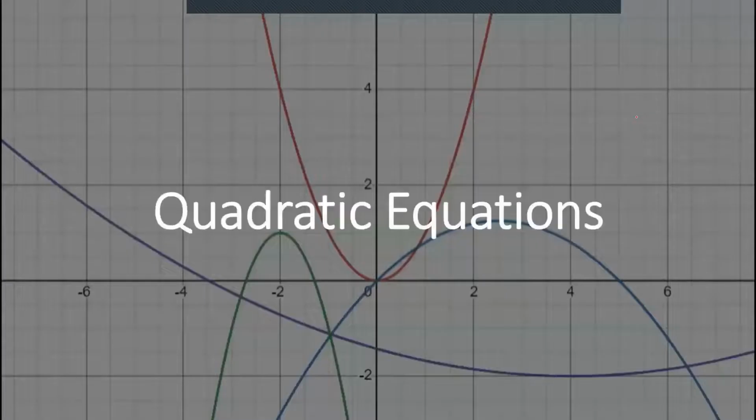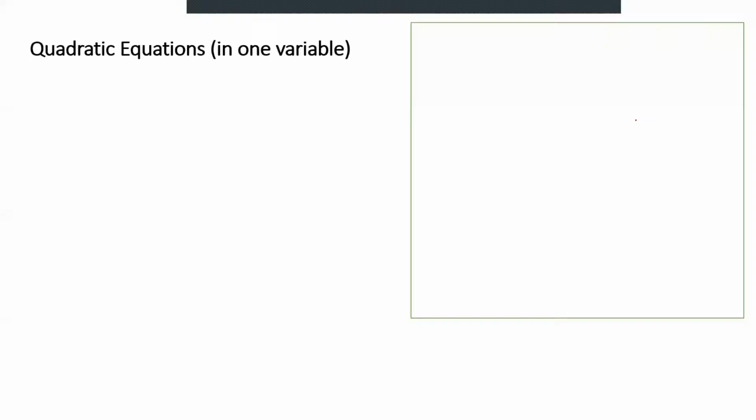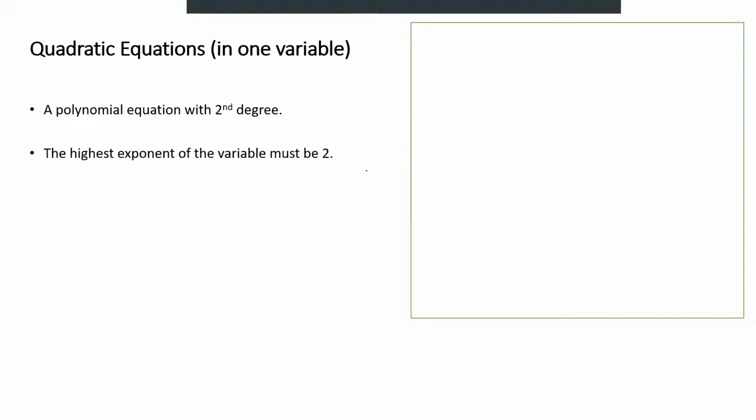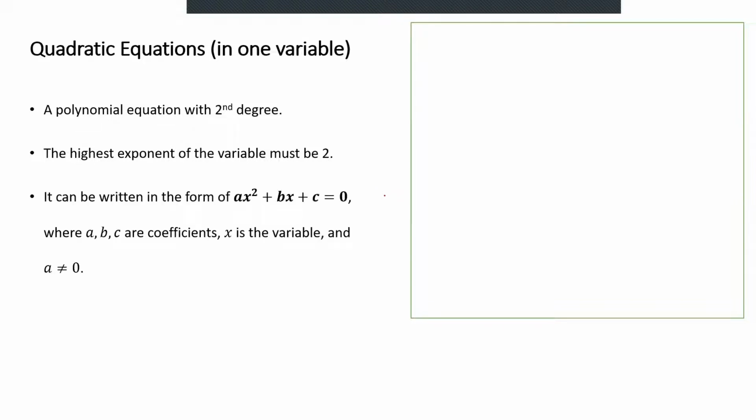Let's meet quadratic equations. What are quadratic equations? Quadratic equations are polynomial equations with degree equal to 2. So that means the highest exponent of the variable must be equal to 2. So it can be written in the form of ax squared plus bx plus c is equal to 0, where a, b, and c are coefficients and x is the variable.